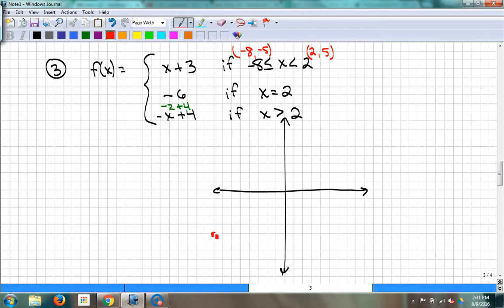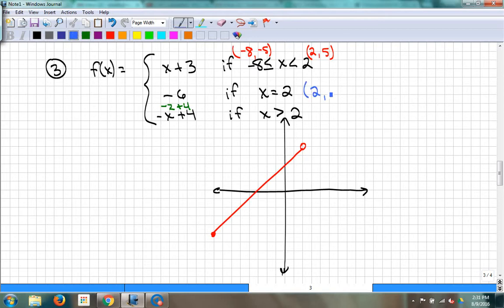Filled in circle because it has an equal to mark. We go to (2, 5). Open circle. It does not have that. And it's a line connecting those 2 points. Okay. Then we go to the next piece.